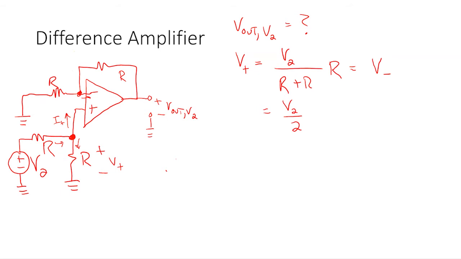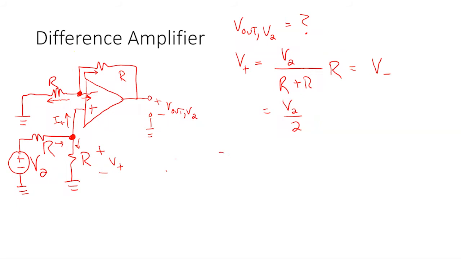So now the question becomes, how do I figure out what the gain is? I'm only halfway there. I want to figure out V out over V2. So what can I do up here at the top terminal? I can do nodal analysis again. Let's do it your way: current goes out, current goes out, current goes out.